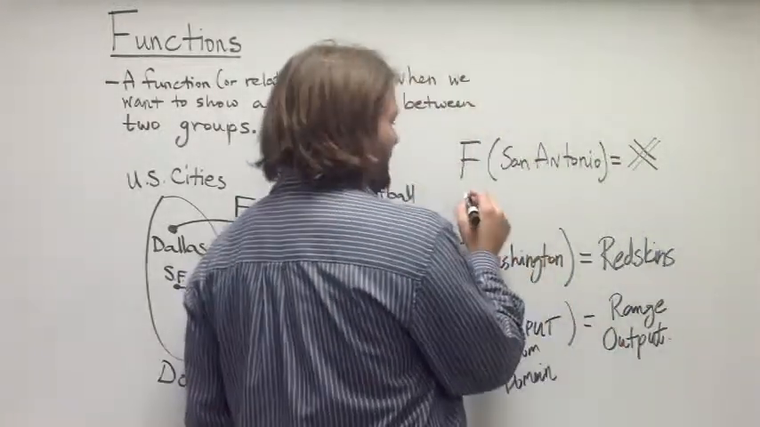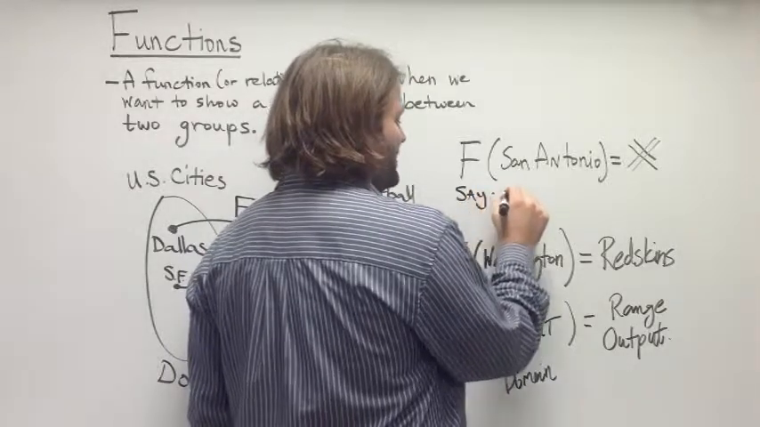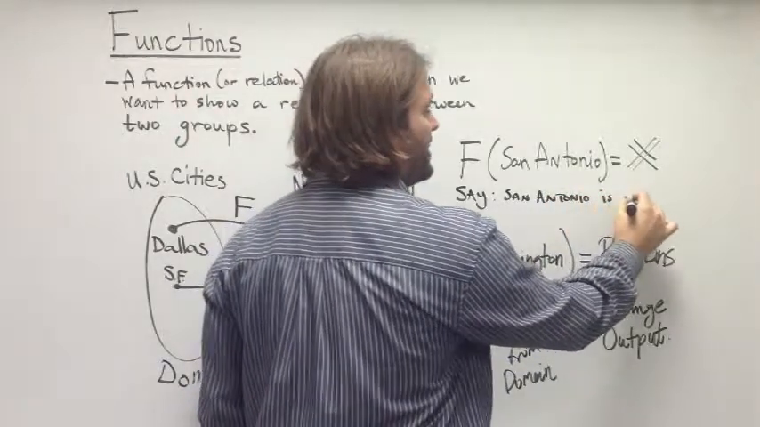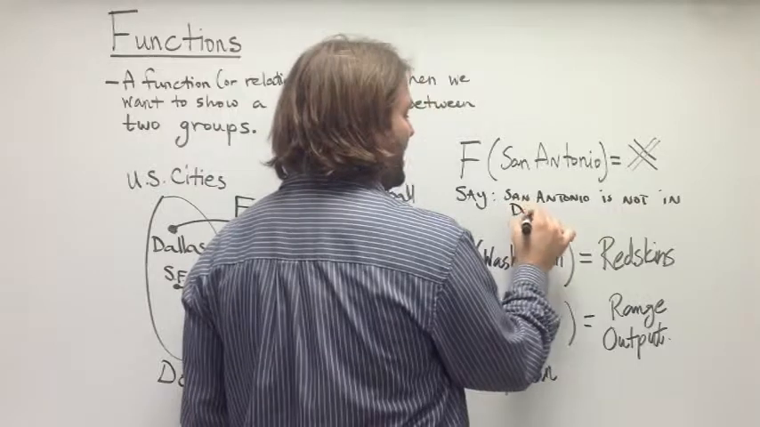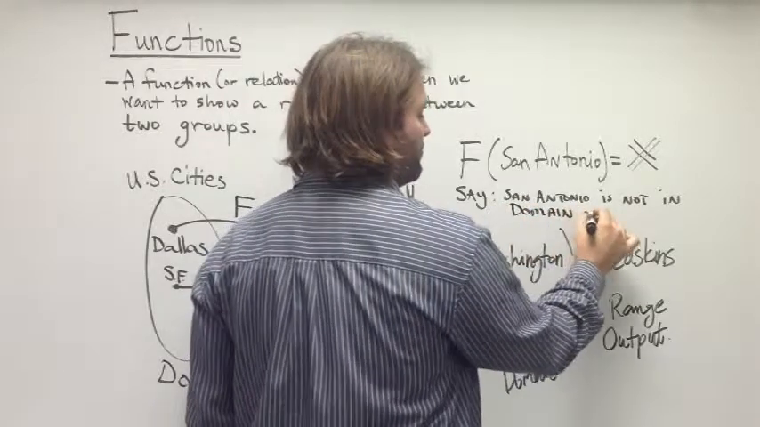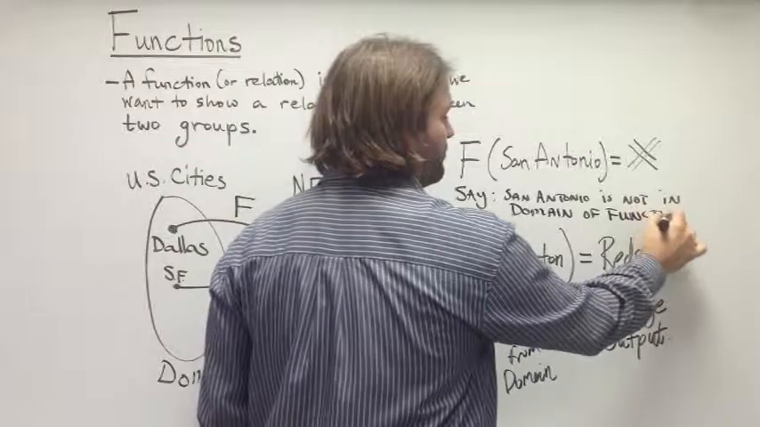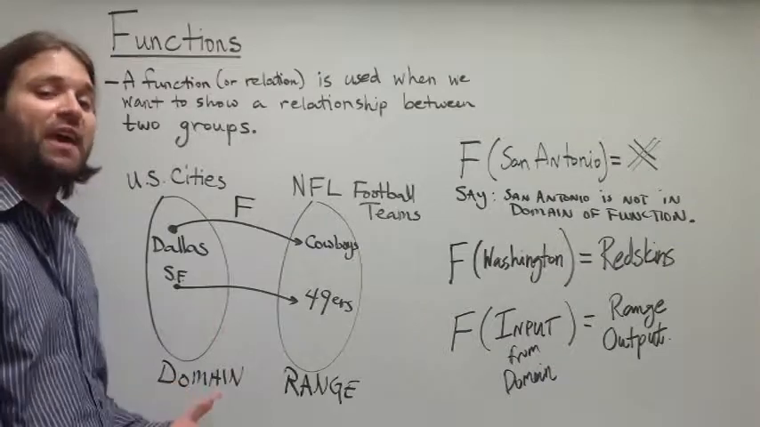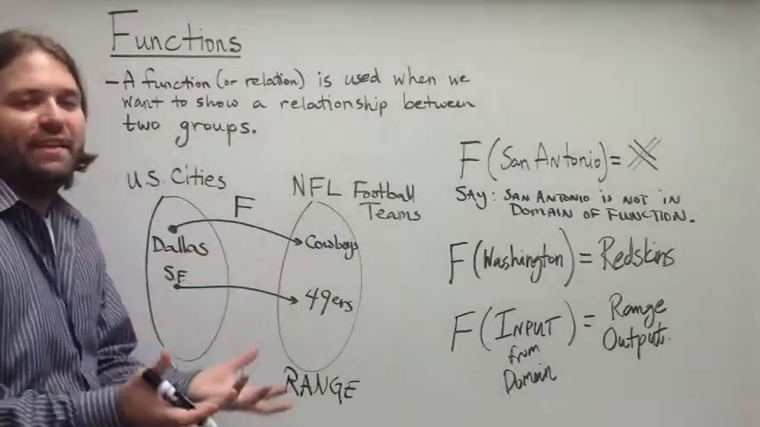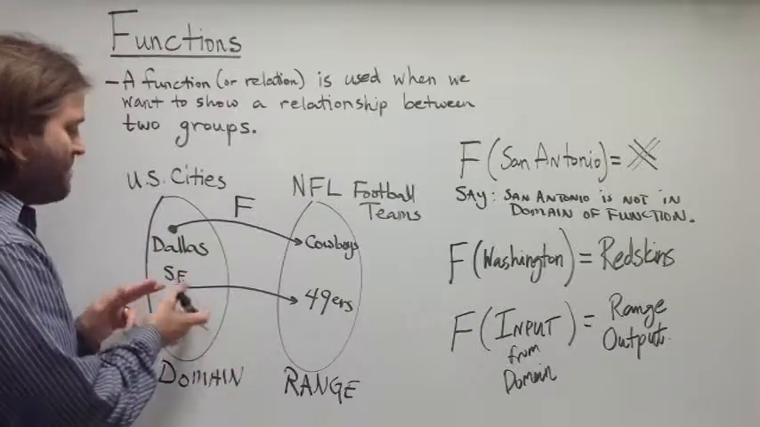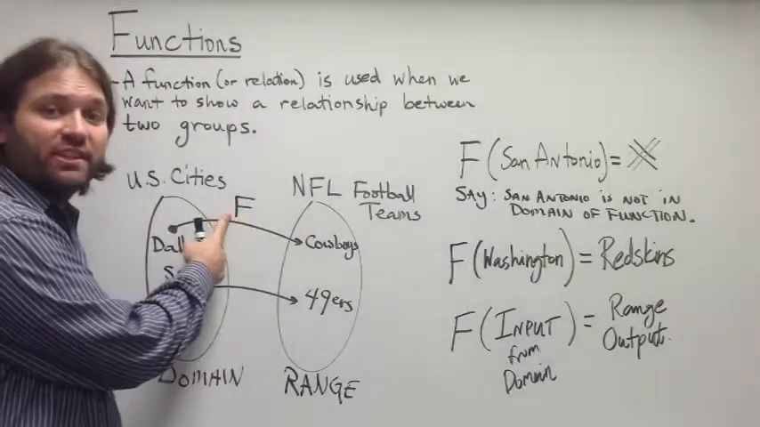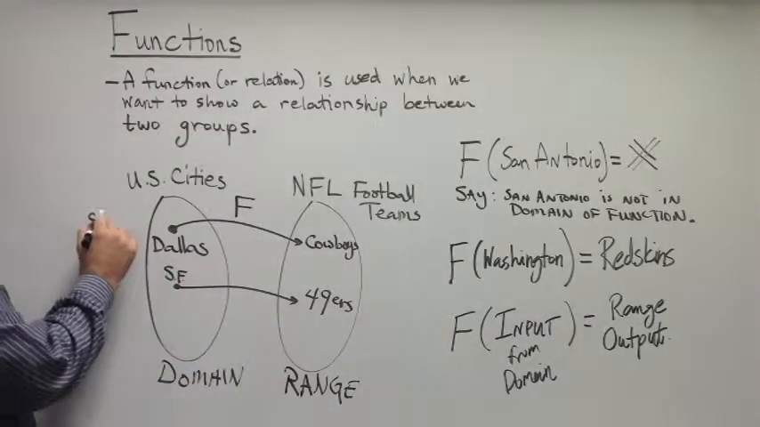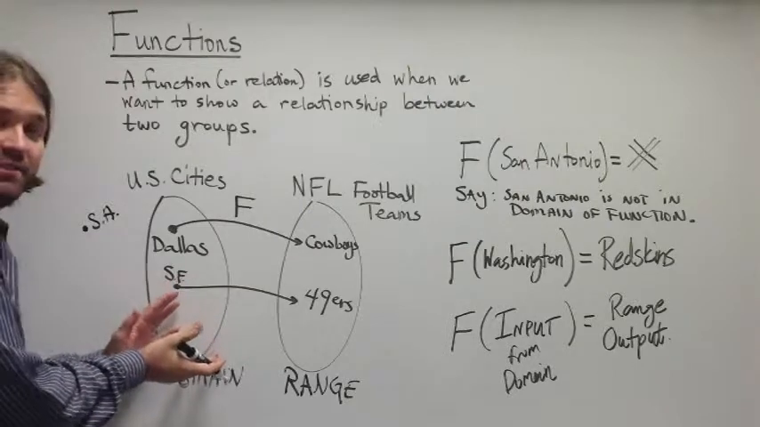So what we would say, I'll write this, we would say that San Antonio is not in the domain of our function. So oftentimes, it's nice to think about the domain as a set of everything that works, or a set of everything that makes sense under this function. So if we take a city that doesn't have an NFL football team, it's simply going to be out here, right? San Antonio is not in our domain.